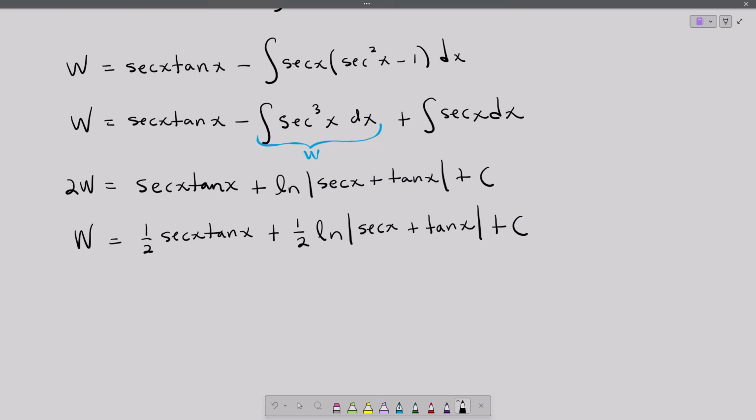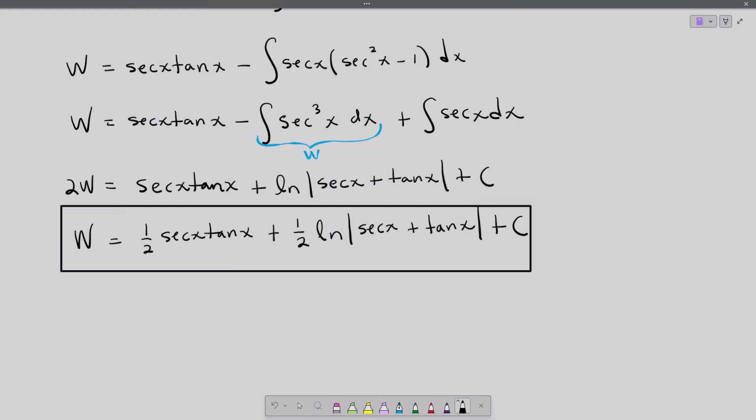So there we have it. So we found the antiderivative for secant cubed using integration by parts with a twist.